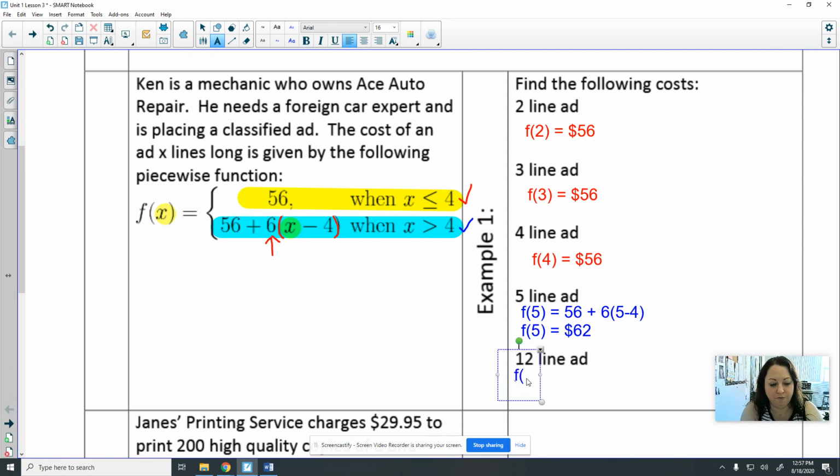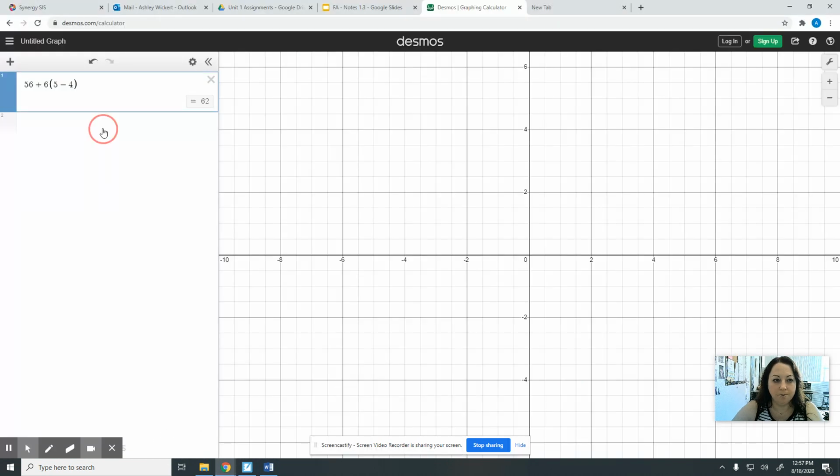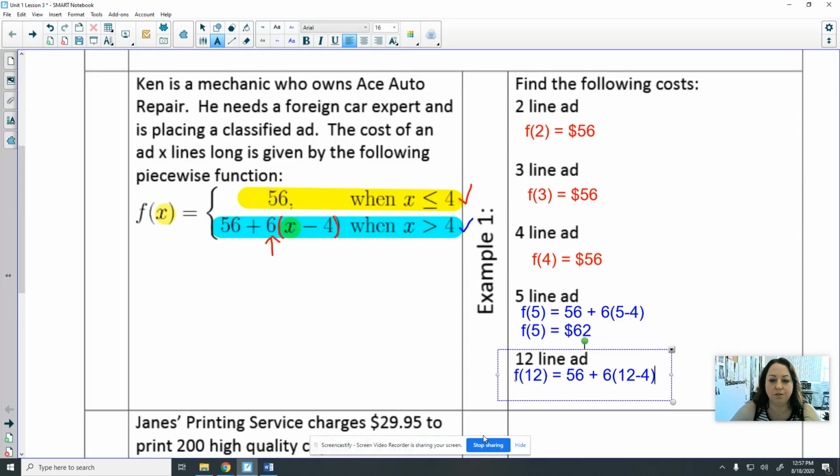We're going to do the same thing for this next one. So this one will look like f of 12 is equal to 56 plus 6, and in parentheses, I'm going to replace X with 12 this time, minus 4. Now I'm going to go back to Desmos to solve that out. 56 plus 6, and in parentheses, 12 minus 4. It looks like for a 12-line ad that the cost is $104. So I'm going to write my equation out: f of 12 is equal to $104. So a 12-line ad will cost that much.